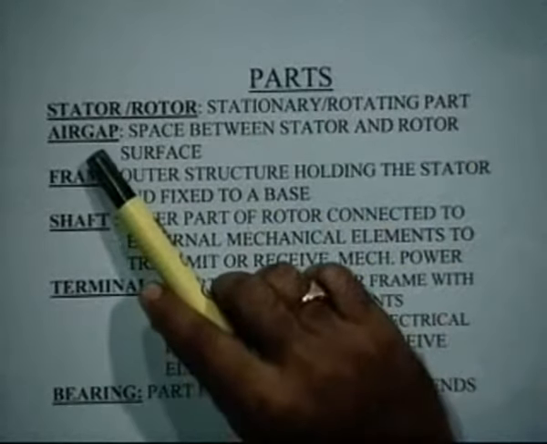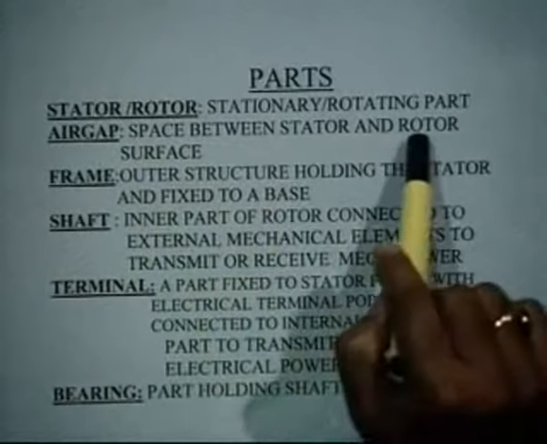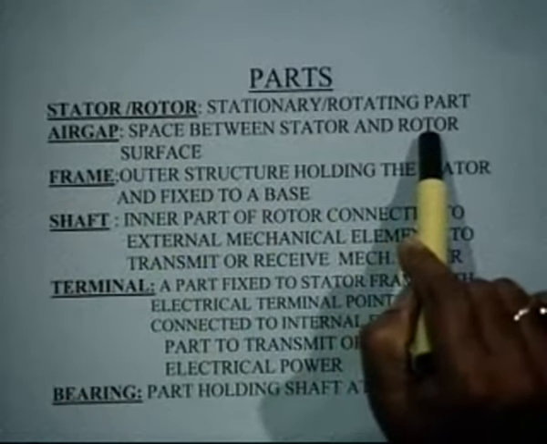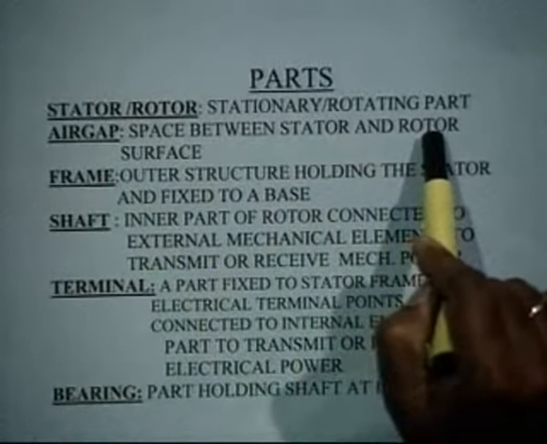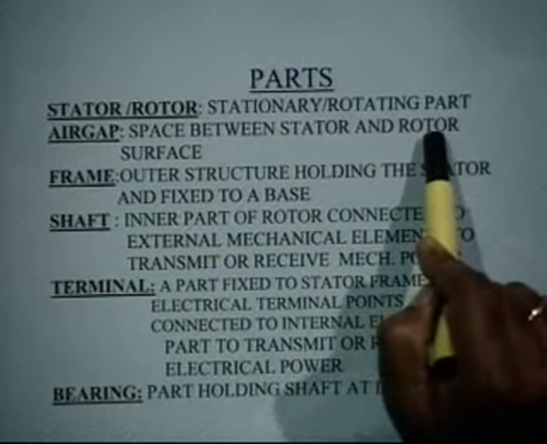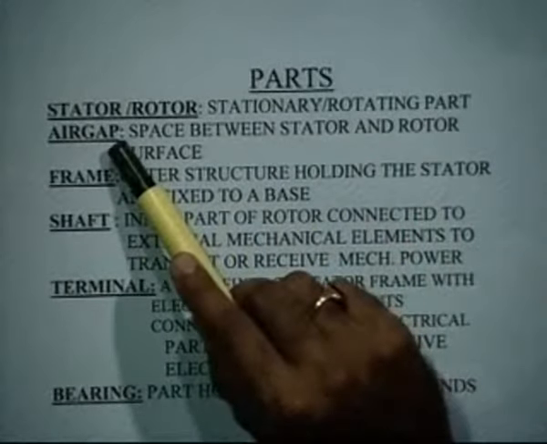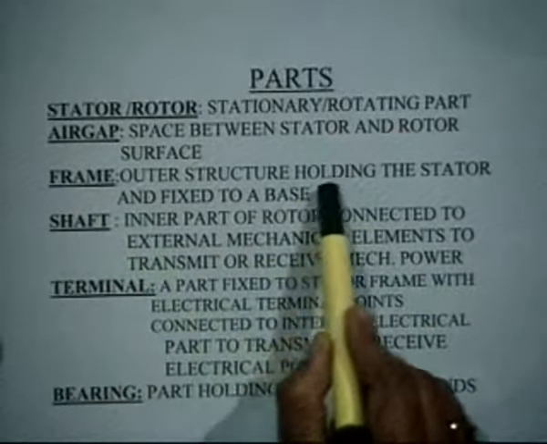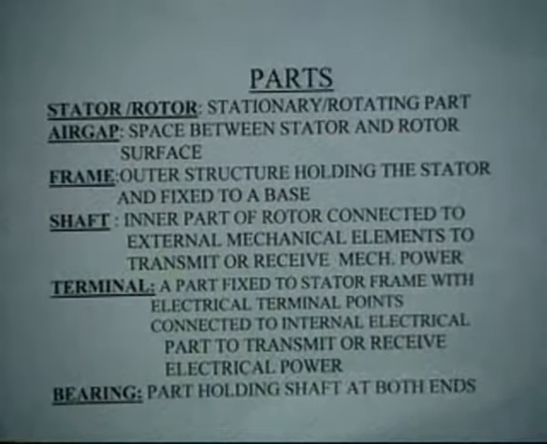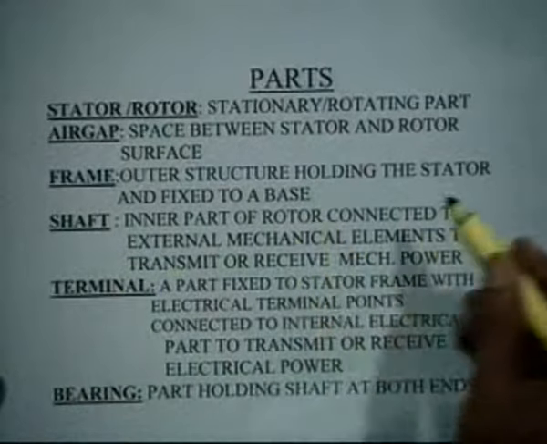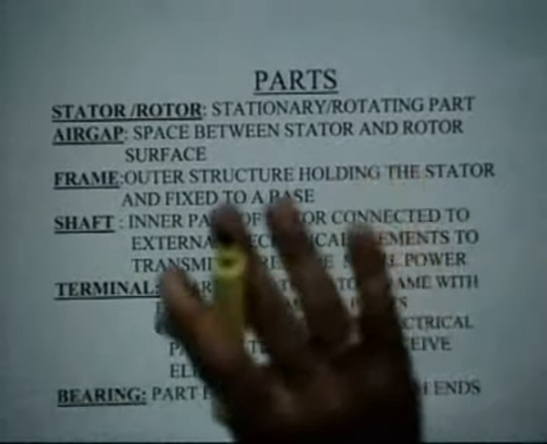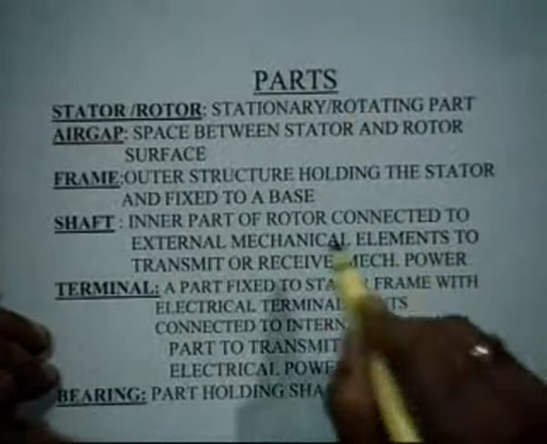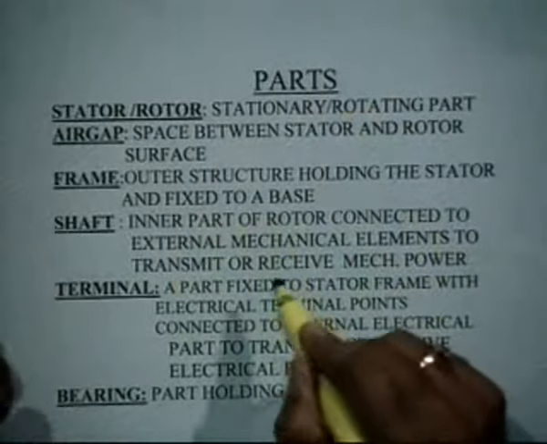Then we have an air gap, which is the space between the stator and rotor surface. It is basically a stator inner surface and rotor outer surface. Okay, so that is the air gap. Now the frame is the outer structure holding the stator and fixed to the base. So this is what we call a frame, which is the definition.